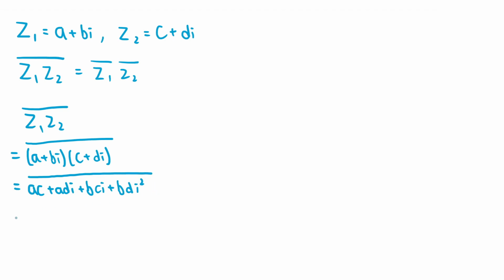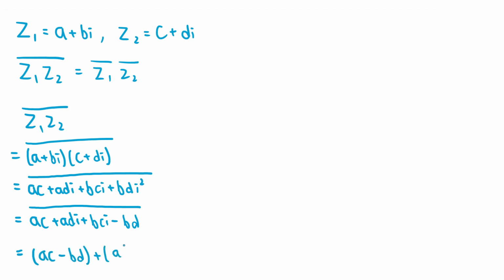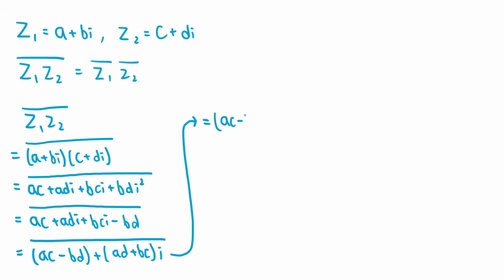i squared is equal to -1, so this is just equal to ac plus adi plus bci minus bd, all under the conjugate. If we group up the real and imaginary parts, we can rewrite this as ac minus bd plus parentheses ad plus bc times i, and this is all under the conjugate. If we want to find the conjugate of this complex number, we need to invert the sign before the imaginary part. So this is equal to ac minus bd minus parentheses ad plus bc times i.